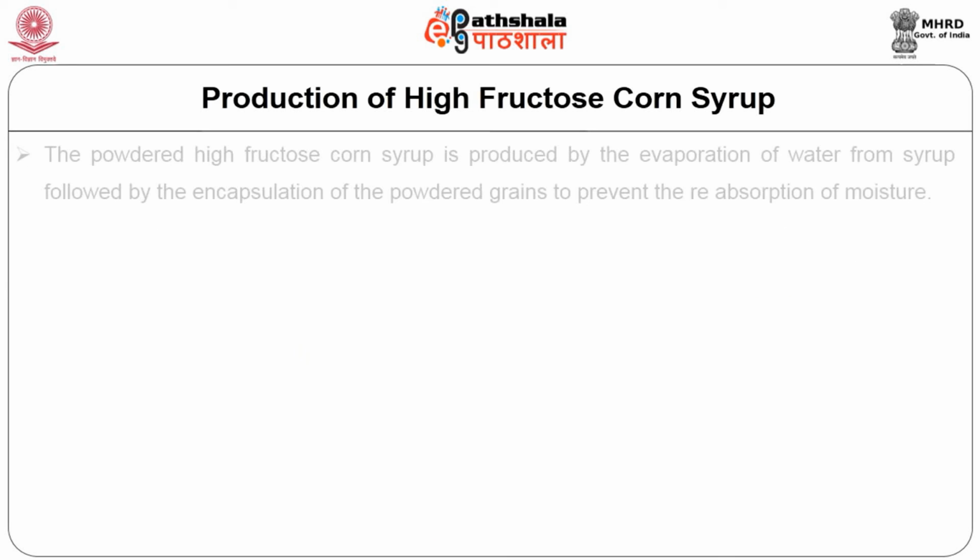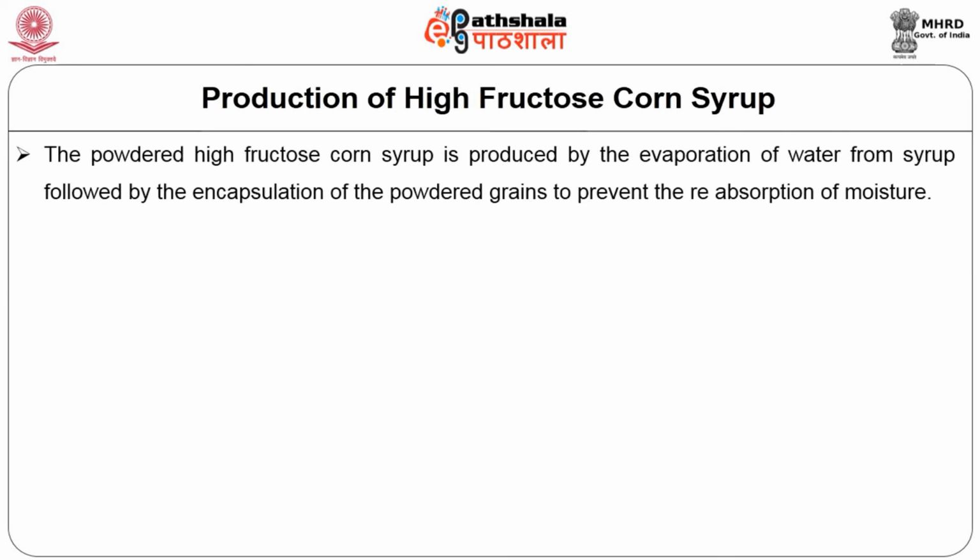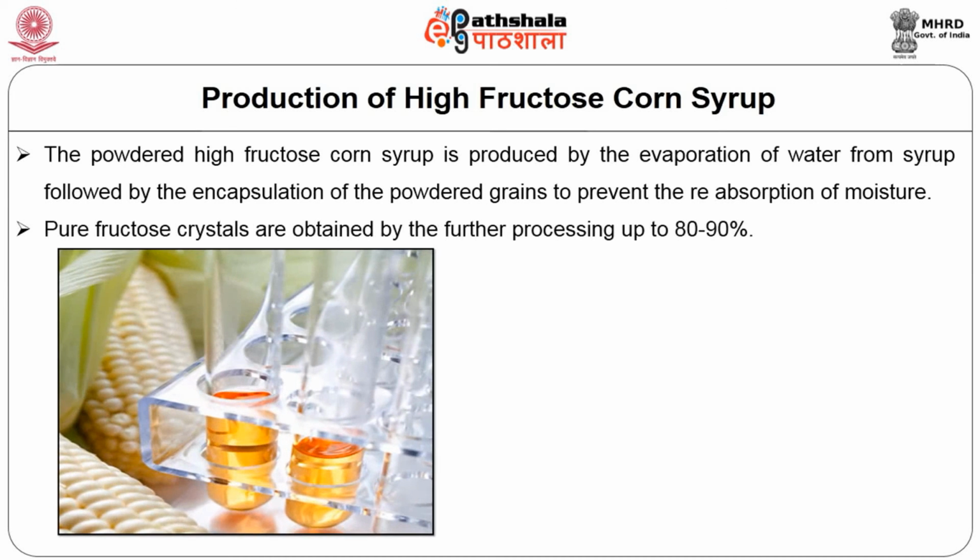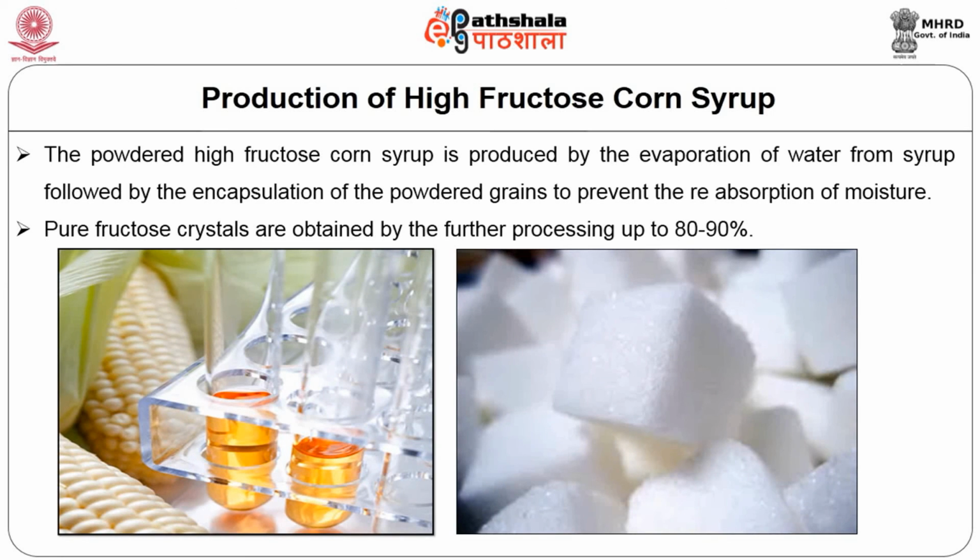The powdered high fructose corn syrup is produced by the evaporation of water from the syrup, followed by the encapsulation of the powdered grains to prevent the reabsorption of moisture. Pure fructose crystals are obtained by further processing.